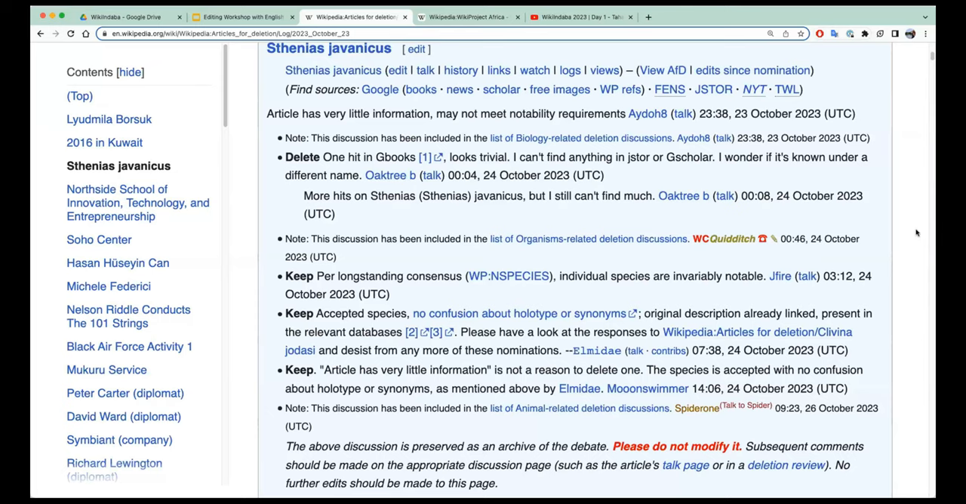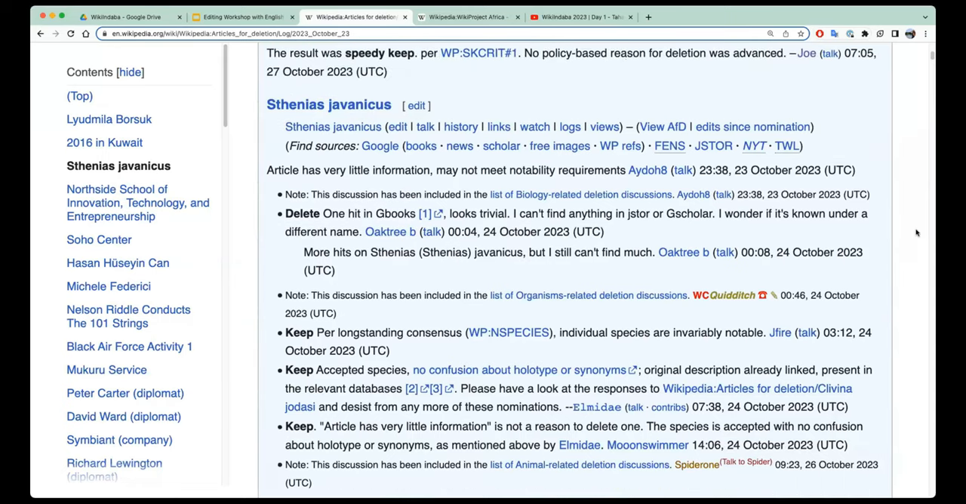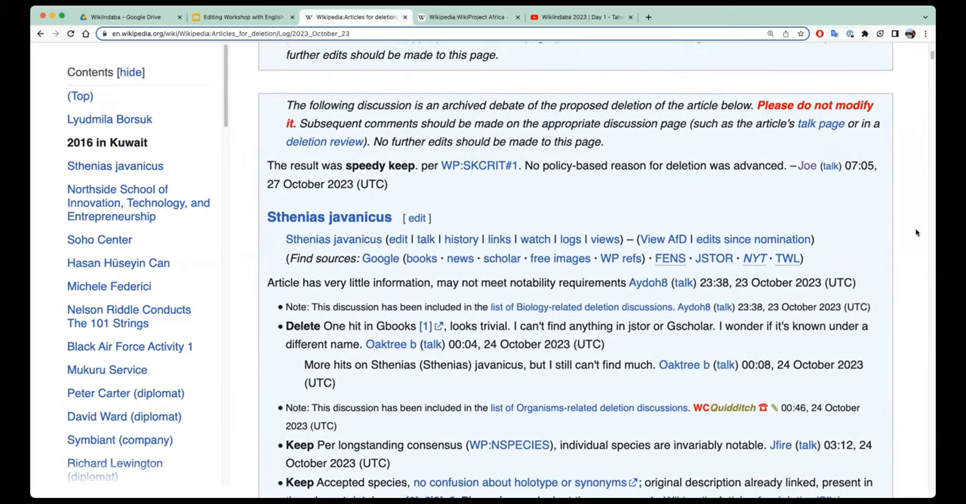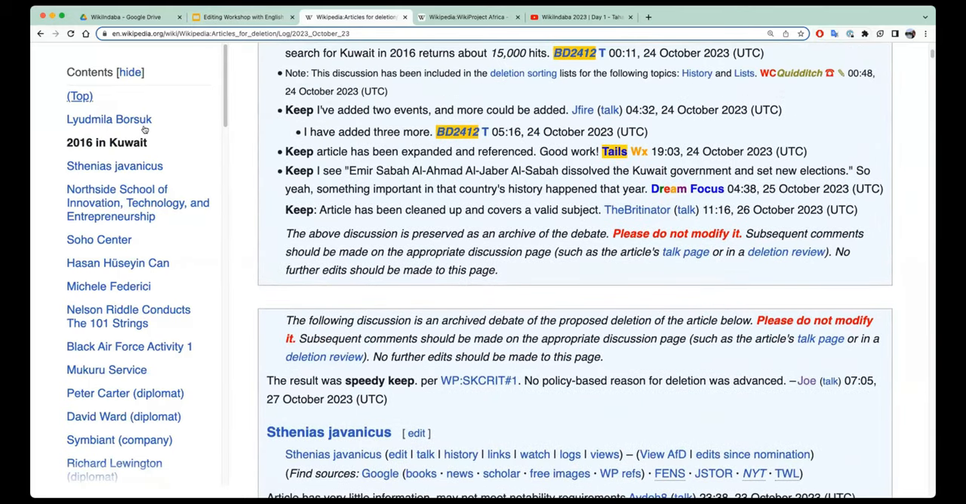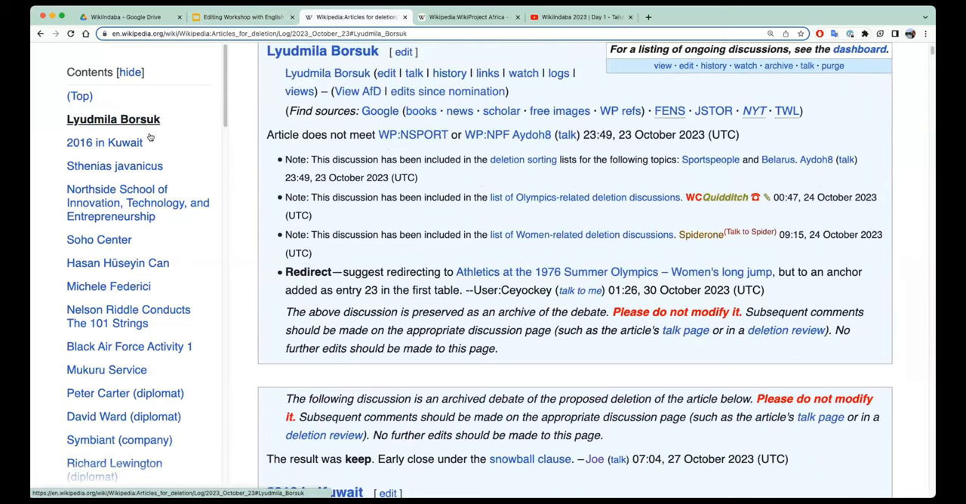Thank you for the example. So at the bottom of each of these, let's go back up. This is Systemius Jovinicus, but go up. There was one about a woman. Keep going. No. Yeah, Ludmilia. Yep, click her.